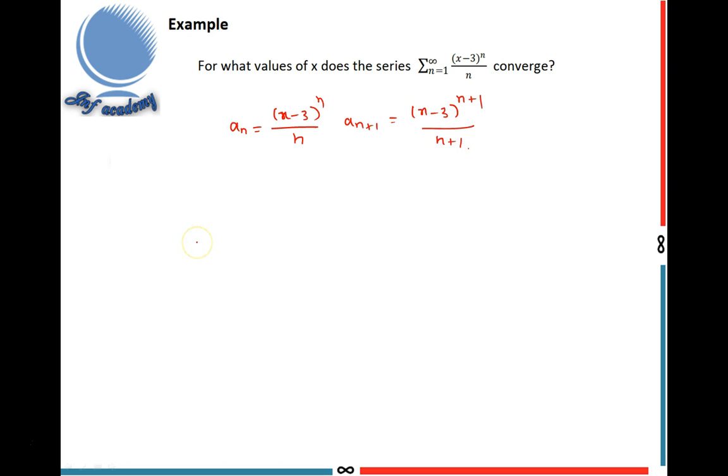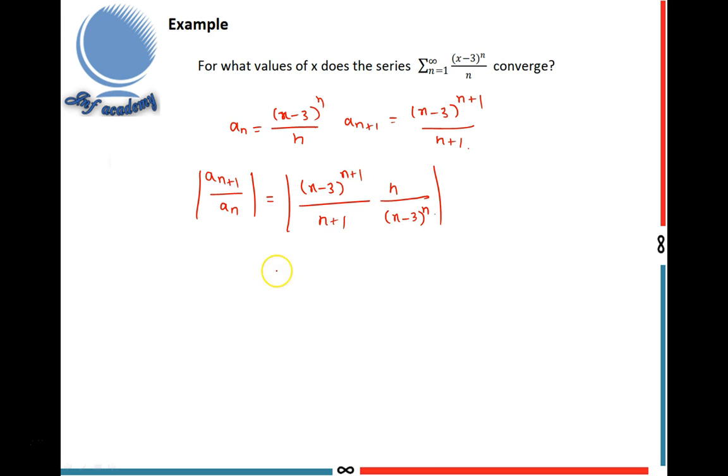In this problem, I use the ratio test. So I first find the modulus of an plus 1 by an. I already explained what the ratio test is. So an plus 1 is x minus 3 whole power n plus 1 divided by n plus 1, divided by an, which is x minus 3 whole power n by n. I can write this as x minus 3 whole power n into x minus 3 whole power 1, so x minus 3 whole power n cancels. Next, I take n outside and got 1 plus 1 by n. Finally, I got in the numerator x minus 3, divided by in the denominator 1 plus 1 by n, modulus of.